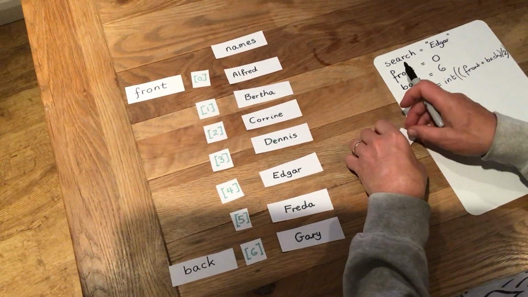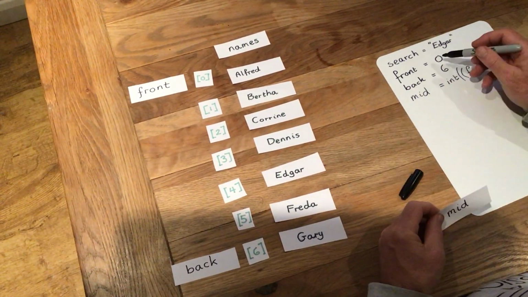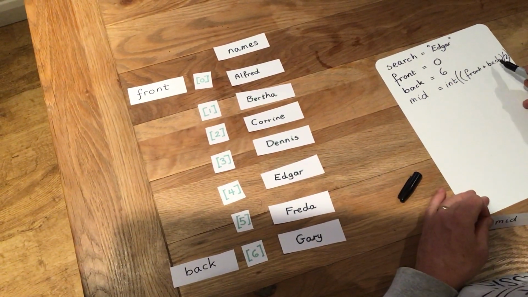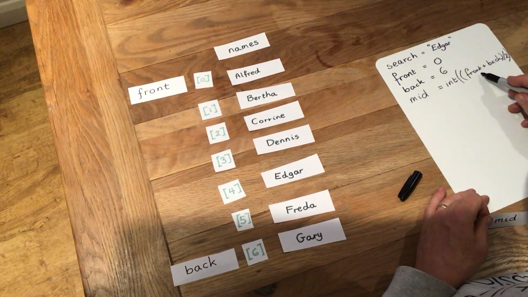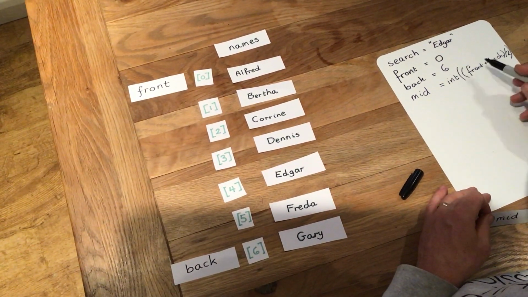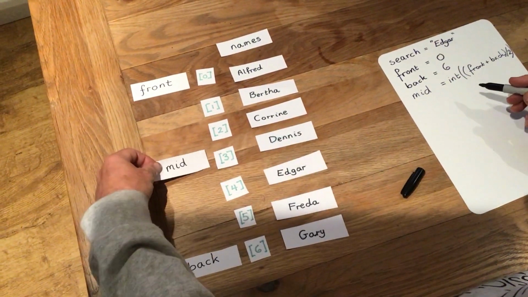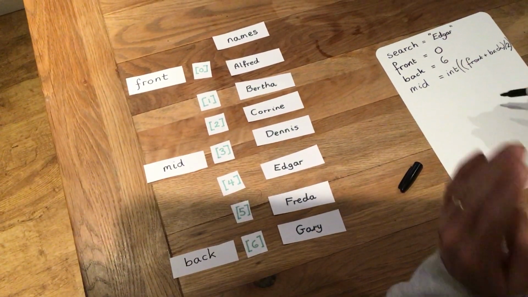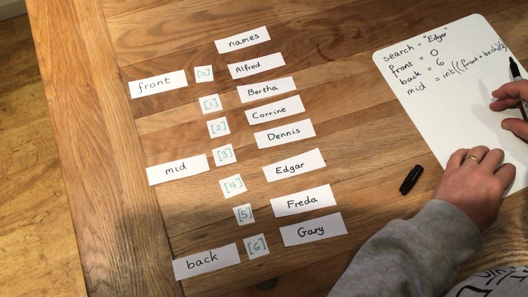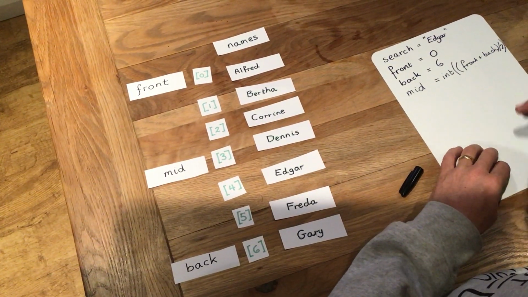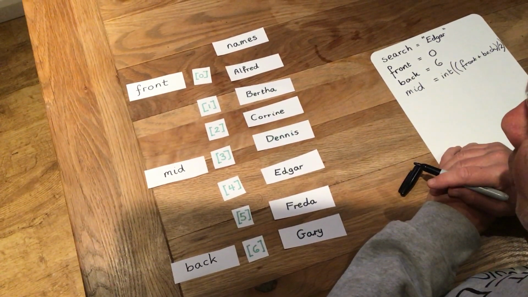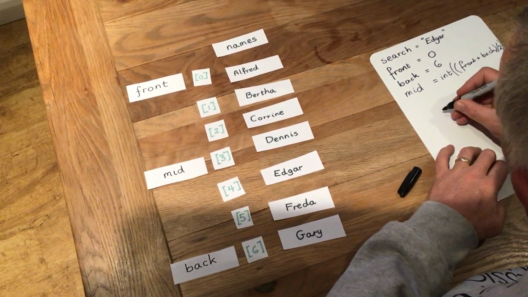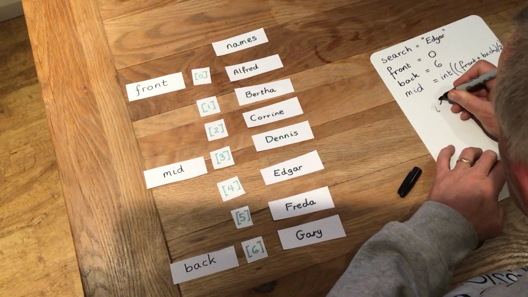So we're going to start here and we're going to say, right, front is 0, back is 6. What will mid be? Front plus back, 0 plus 6 makes 6, divided by 2 is 3. So mid becomes 3. Okay, so we're going to check, is the item at that position in the list the same as what we're searching for? So it's very similar to what we did the other day.